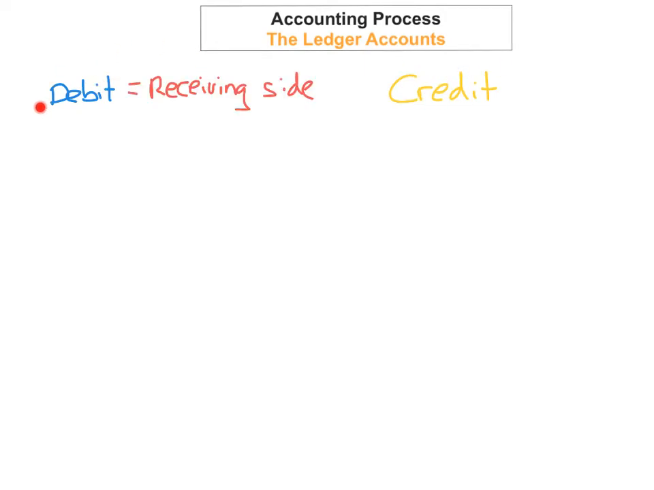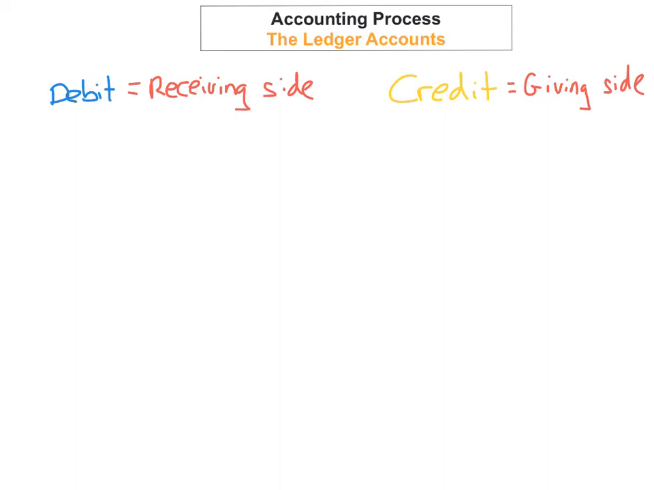Just to highlight that again: the debit side is the receiving side, when you're receiving something, and the credit side is the giving side. I hope you've learned that little rule. The debit side is the receiving side, and the credit side is the giving side.